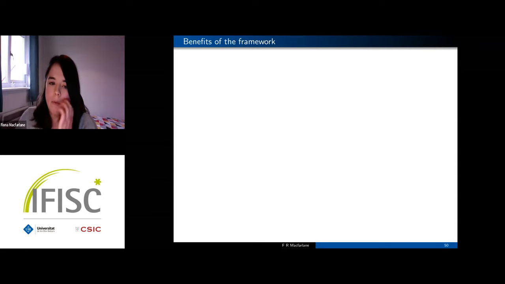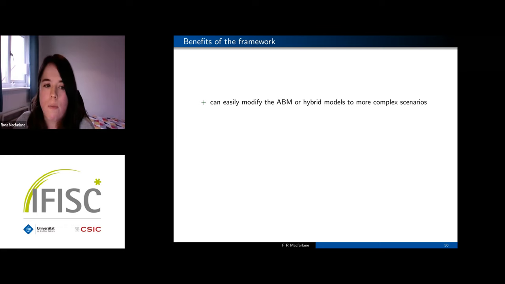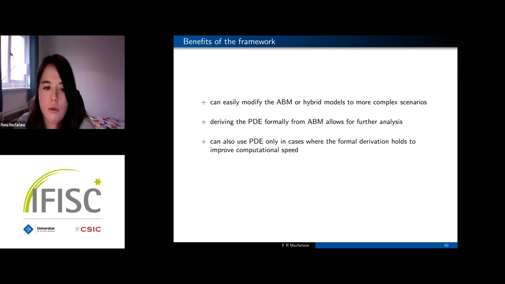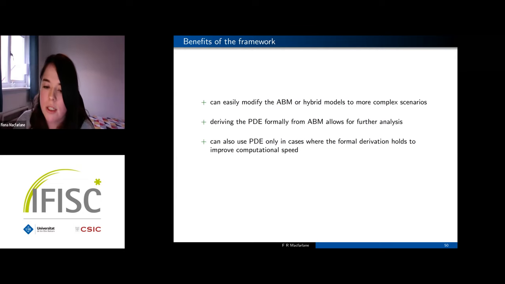Just to recap on this modeling framework, we have these individual based models that are probability based, from which we're able to derive the PDE model. From the agent-based model side, we can easily modify these to more complex scenarios. Deriving the PDE formally allows us to do different analyses, like linear stability analysis or traveling wave analysis. In cases where the PDE does match the individual based model, where we don't have as much randomness, the PDE may be better to use on its own, to improve computational speed. Whereas in cases where we have more randomness, the individual based model may be better to use, to capture the dynamics happening at the single cell level.